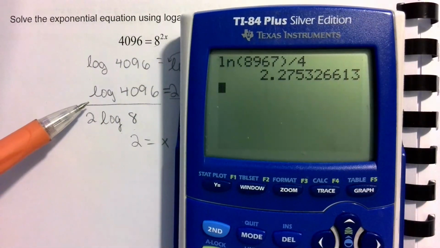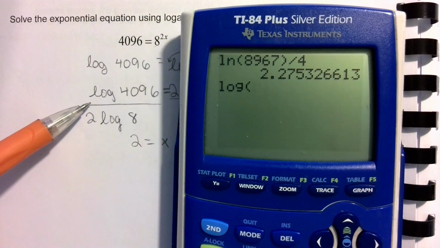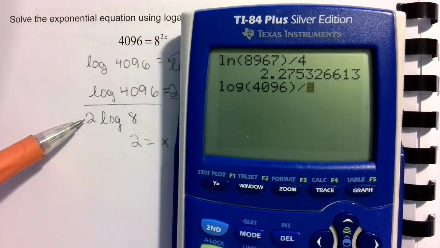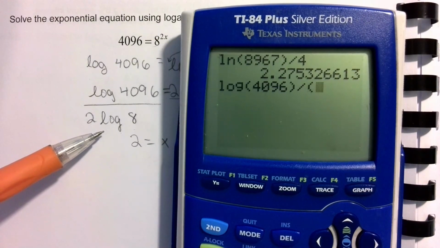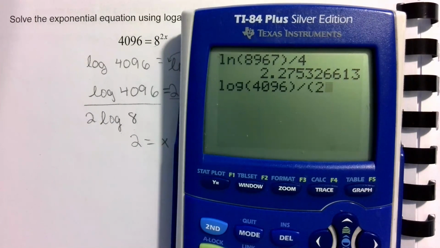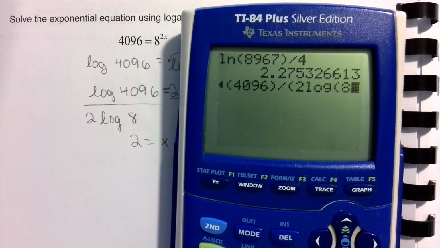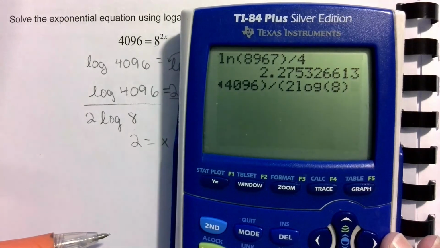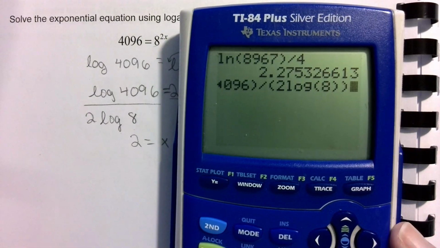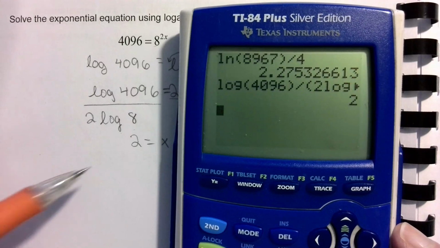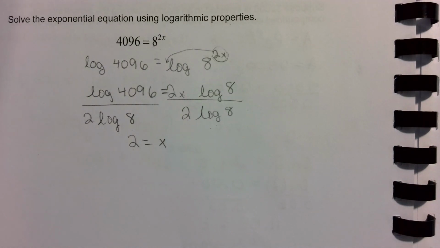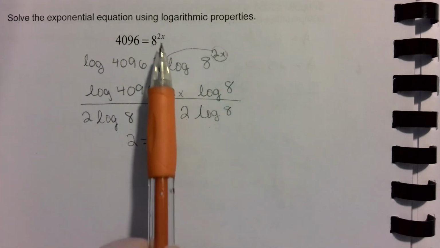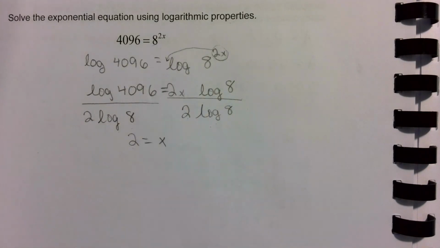If I take the log of 4096, close parentheses, divided by, now let's make sure all of this goes in the denominator. So I'm going to do parentheses, 2 log of 8, close the parentheses around the 8, and then I'll close the parentheses in the denominator, and that gives me just a plain old 2. And you can check that by plugging it into the equation, or you can check it graphically.